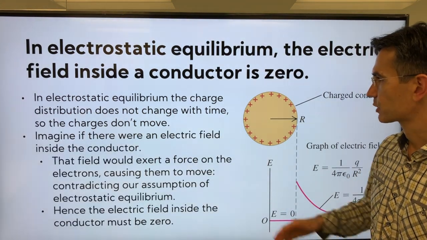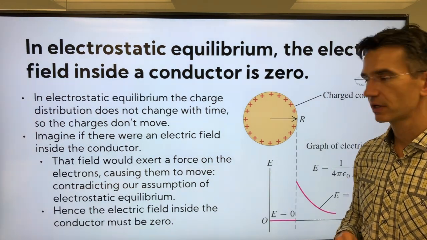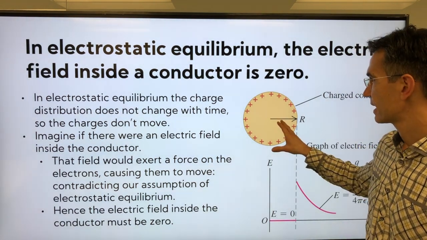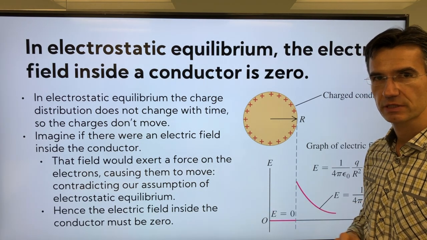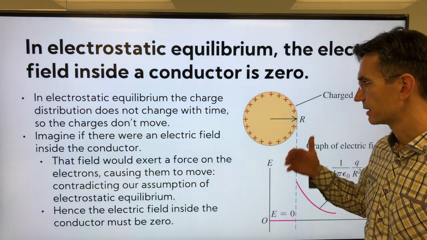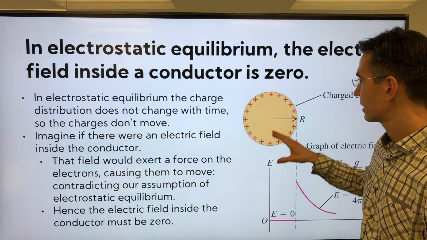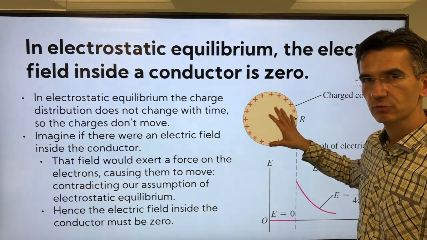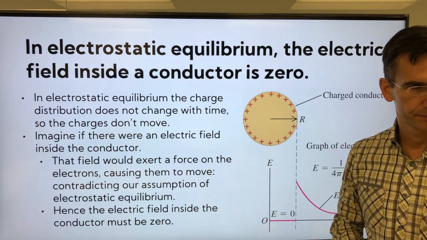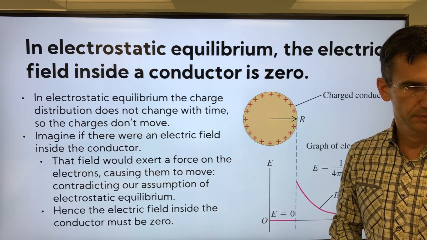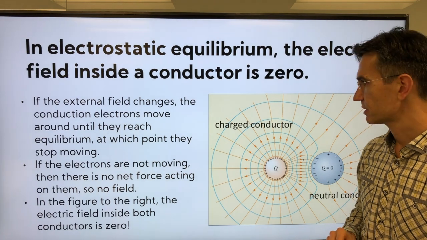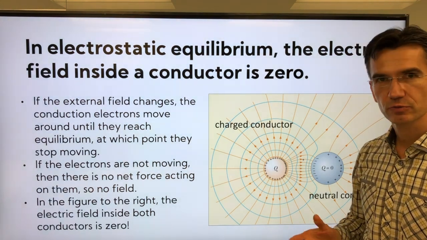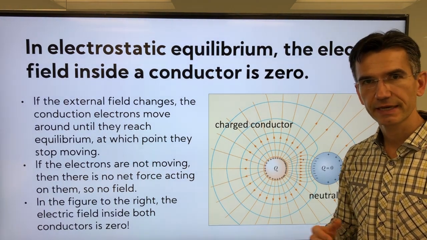And if we were to actually exert a force on the electrons inside, then the electrons will start moving, so that will go against our assumption of electrostatic equilibrium. So again, in electrostatic equilibrium, there's no net force inside the conductor, which means the electric field is zero. Now, if the external force changes, then the electrons will start moving until they counteract the force.